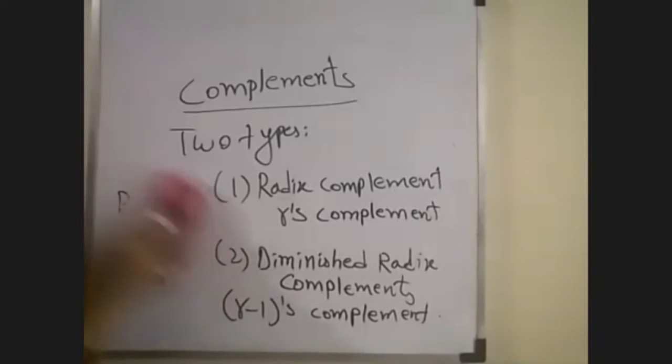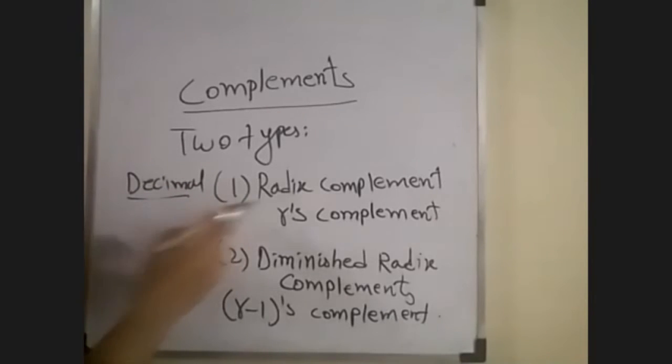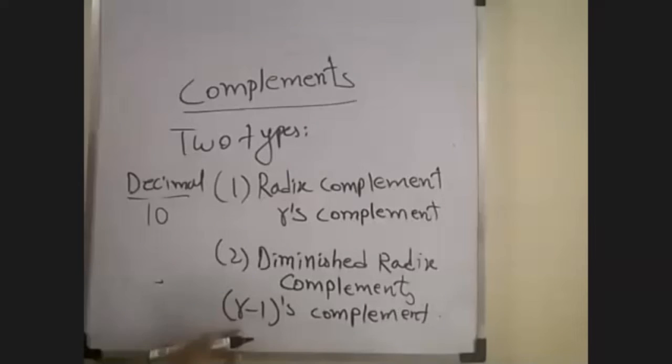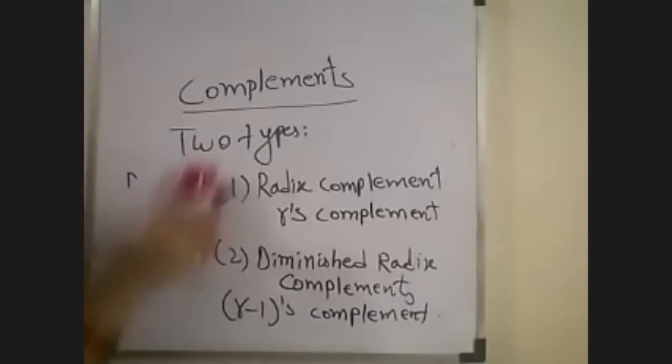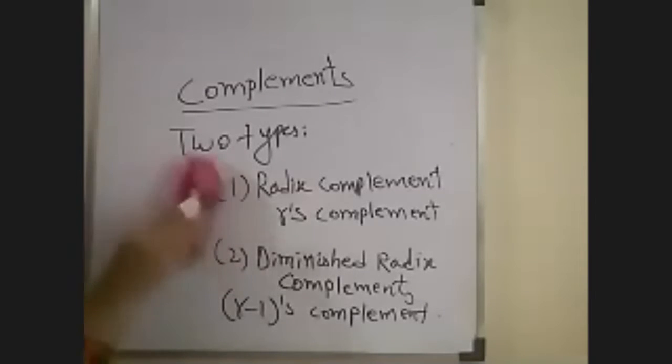For example, take the decimal number system. In the decimal number system, the radix complement is 10's complement, whereas the diminished radix complement is 9's complement. For example, take octal: the radix complement is 8's complement and the diminished radix complement is 7's complement. For any radix, you can take it.